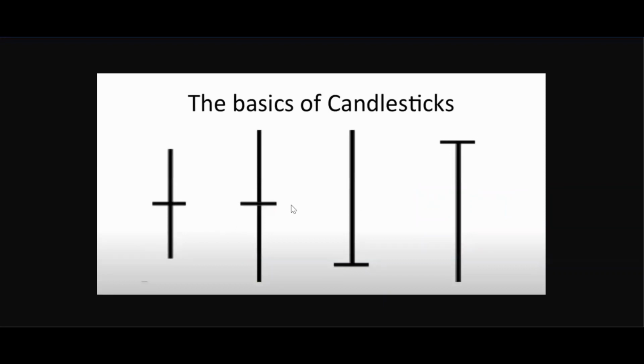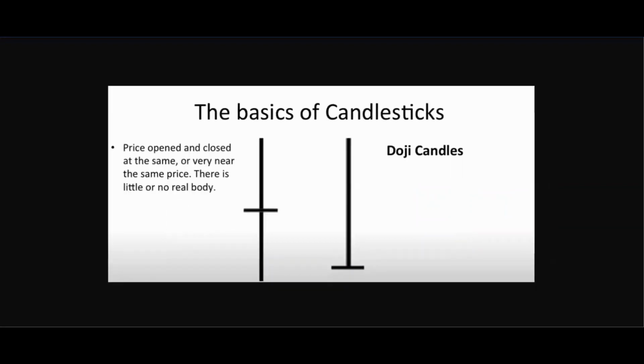Sometimes we may see these kinds of candles where there is no real body at all. These candles are called doji candles. These candles happen to form when the open price and close price are very near or similar.